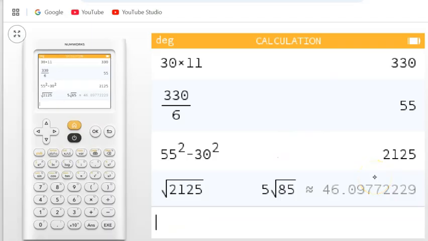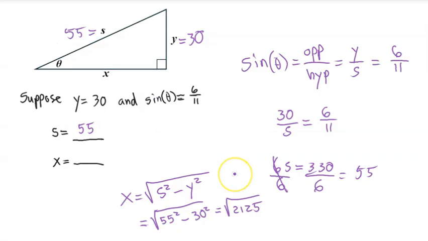But we can find the square root, which is 46.097. And that's how we identify the other two sides when we're given one side and a trigonometric function.